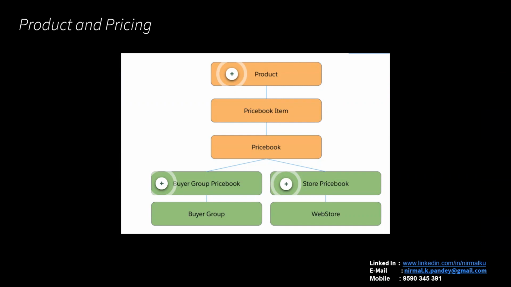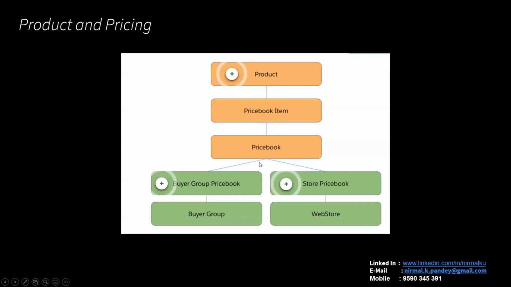Now, you want to associate a particular price book to a particular product, right? That price book to product association happens in the price book item. So price book item associates a product with a price book. By itself, a price book will not be associated to any product. You need to create a relation in the price book item. That's how the product and price book are related.